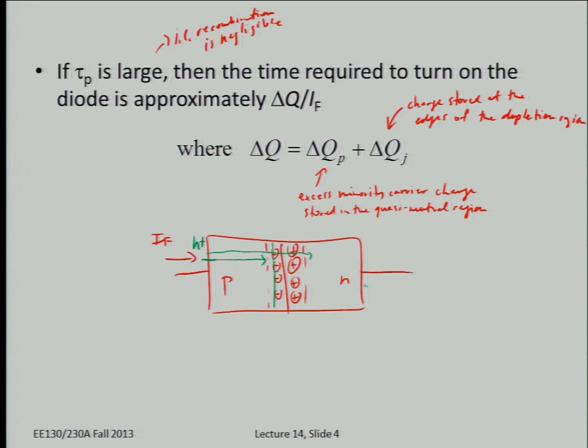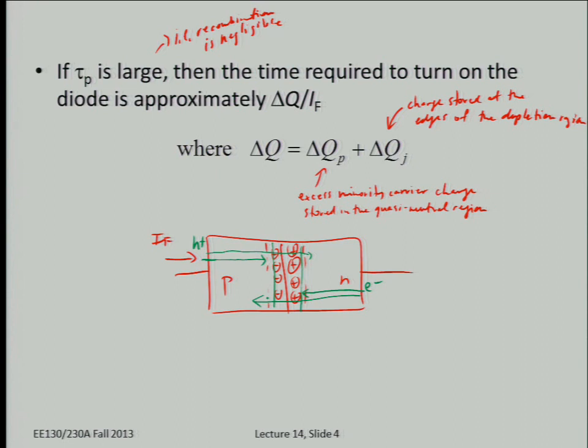And same thing for electrons coming in from the N side, from the metal contact. Some of them will be used to cover up some of the ionized donors on the N side to shrink the width of the depletion region, and others will be flowing to the quasi-neutral P side to build up the steady state level of excess minority electrons on the P side.